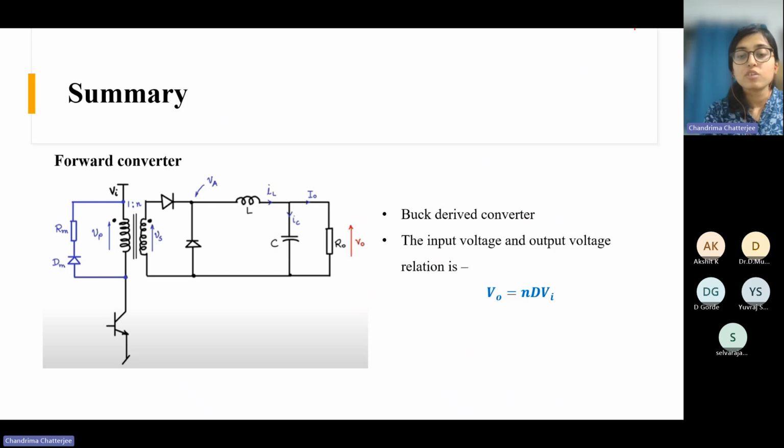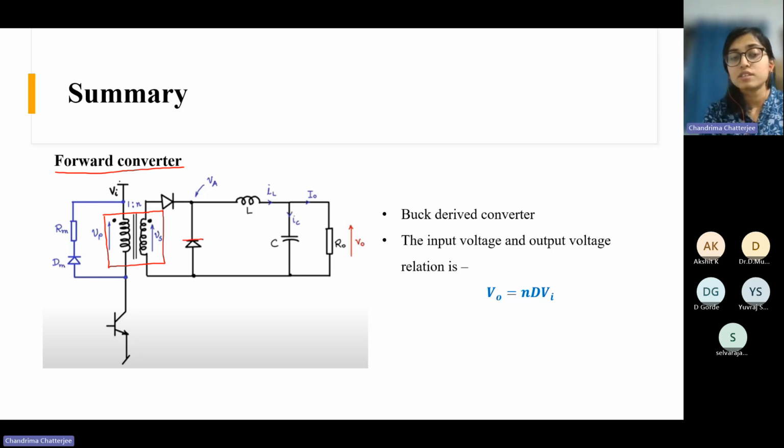Yeah. So after the non-isolated converters, we discussed the isolated converters. The first isolated converter we studied was the forward converter. This is a buck derived converter, so its operating principle is similar to a buck converter. The only difference is that now you have isolation. Now you have this high frequency isolation transformer. This is the extra thing. Otherwise, it operates in a similar way to a buck converter.